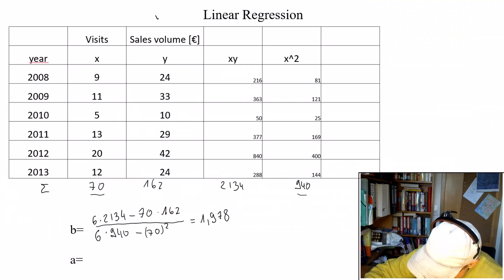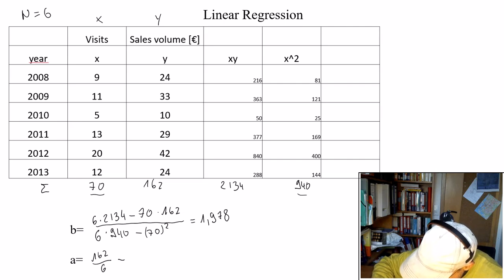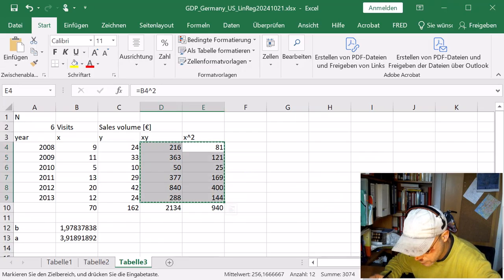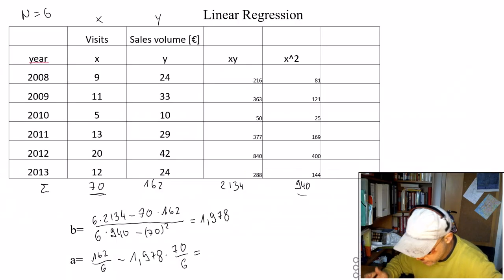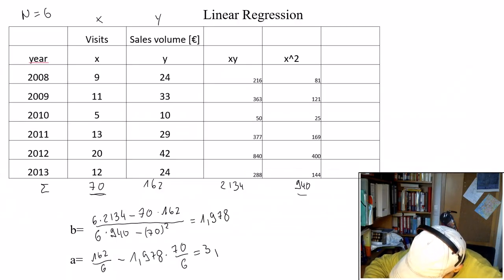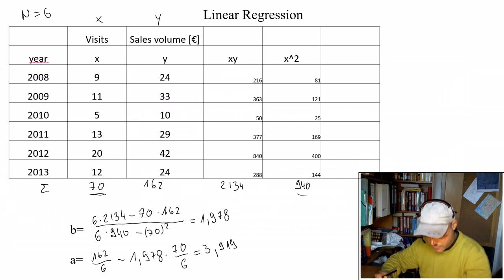And A was then y bar, so this would be y and x. Oh, I've written it down here. So 162 over 6, n equals 6, minus b, 978 times 70 over 6, and we had here 3.919.